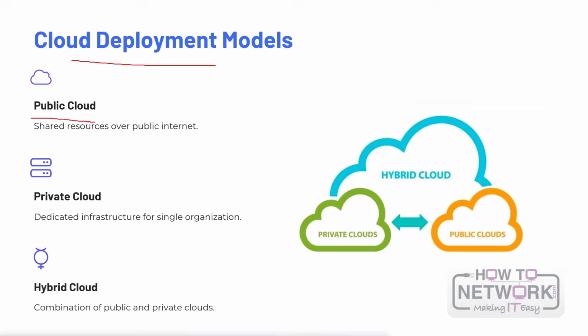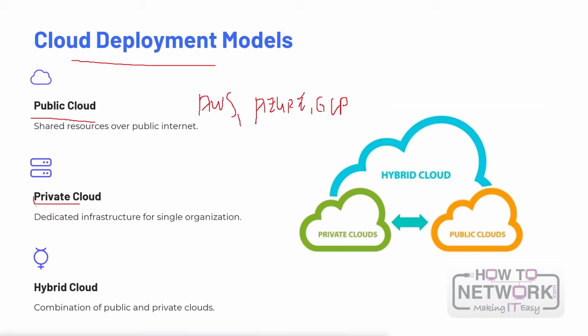The first is the public cloud. Public clouds provide computing resources and services over the public internet, making them highly accessible and scalable. This model offers a cost-effective solution for a wide range of applications and workloads. Public clouds are ideal for organizations seeking agility, flexibility, and pay-as-you-go pricing. Popular public cloud providers include AWS, Azure, then you have GCP, the Google Cloud Platform.